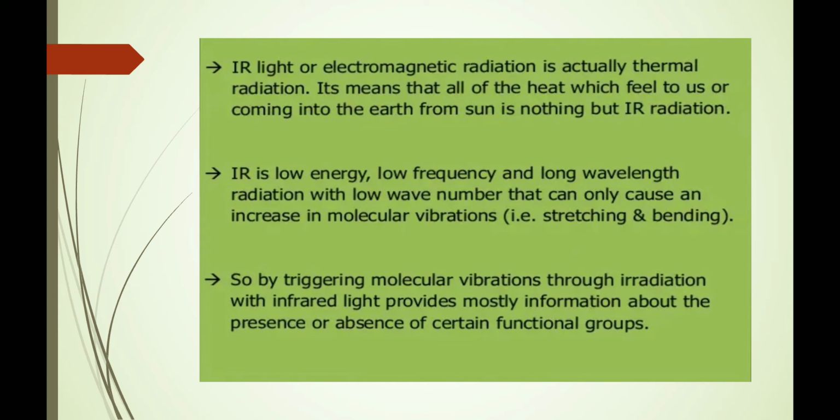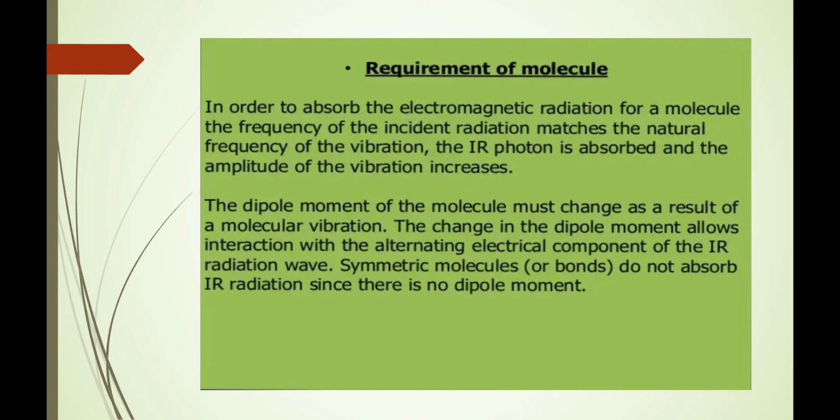Infrared radiation, light or electromagnetic radiation, is actually thermal radiation. It means that all of the heat which comes to the earth from the sun is nothing but IR radiation. IR is low energy, low frequency, and long wavelength radiation with low wave number that can only cause an increase in molecular vibration, that is stretching and bending. So triggering molecular vibration through irradiation with infrared light provides mostly information about the presence or absence of certain functional groups.